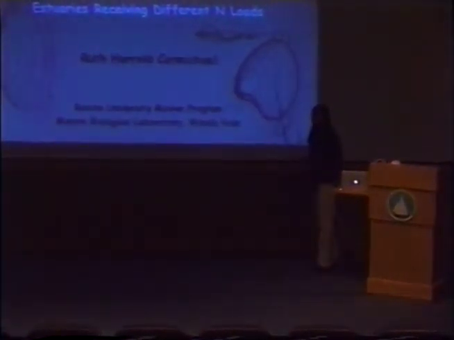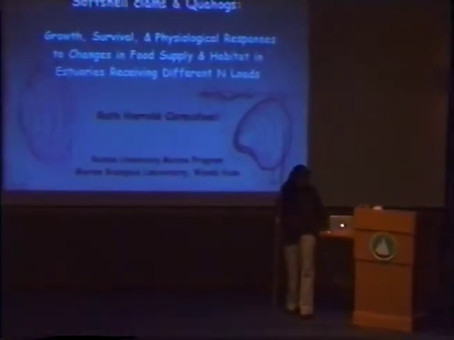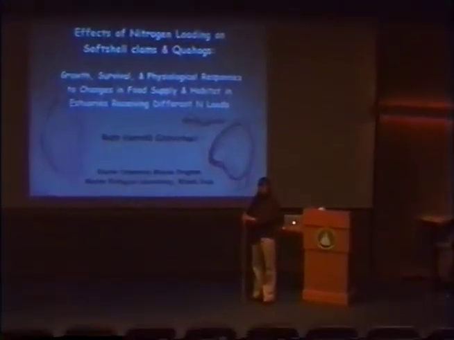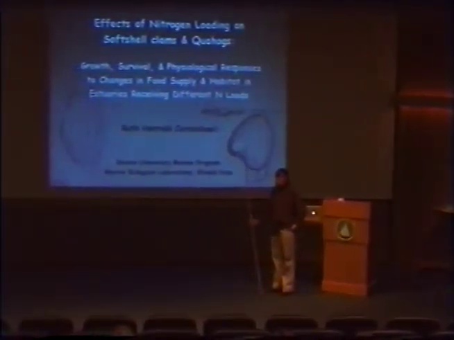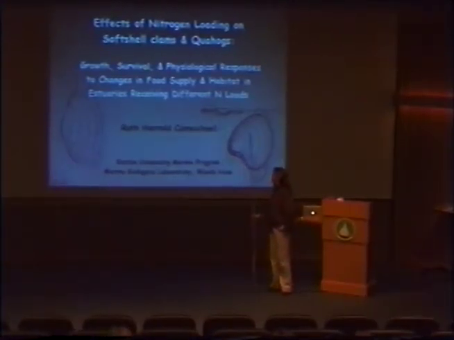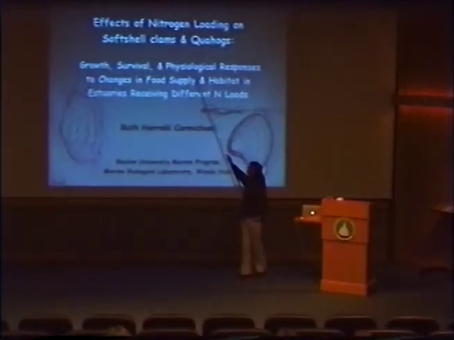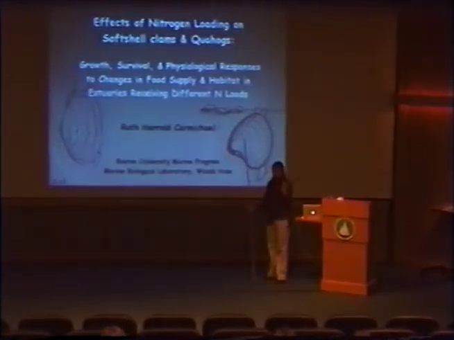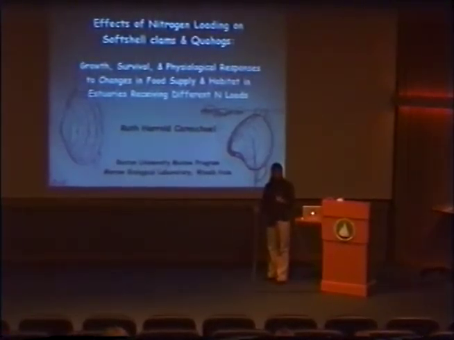Thank you, Bill. As Bill mentioned, I'm pleased to have an opportunity to present to you a quick summary of some of the data that I've been collecting over the past several years regarding the effects of nitrogen loading and resulting eutrophication on commercially important shellfish. In particular, for my dissertation work, that would be quahogs and softshell clams, which you probably know more from your dinner plate than the way I know them. And at the end, I'm going to pull this together with some other information from other species that we've also looked at in the course of this work.